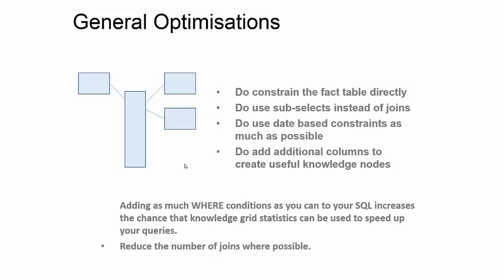Make sure there's always a where clause that will further filter down your information, so it will improve the performance of your query. And then, where possible, reduce the number of joins. So in other words, try and denormalize your structure.